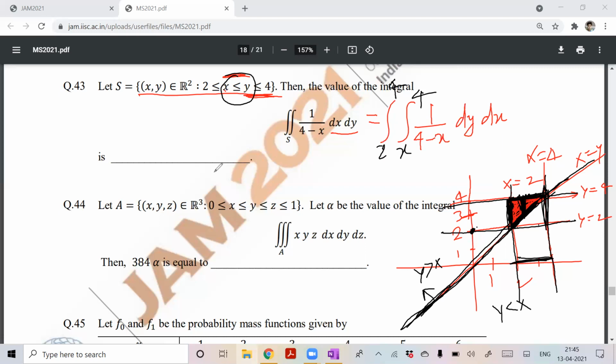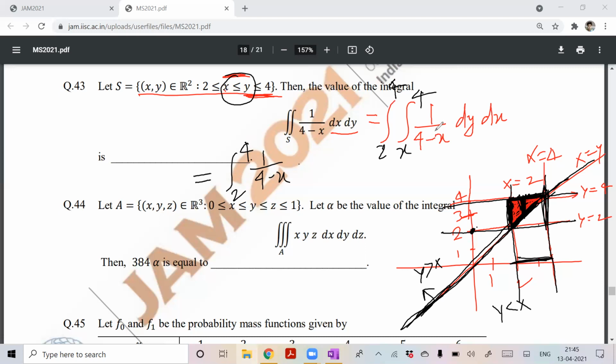Let's integrate this. 1 upon 4 minus x is free of y, so the integration will be only with respect to y. The limit is 2 to 4, with 1 upon 4 minus x as it is.